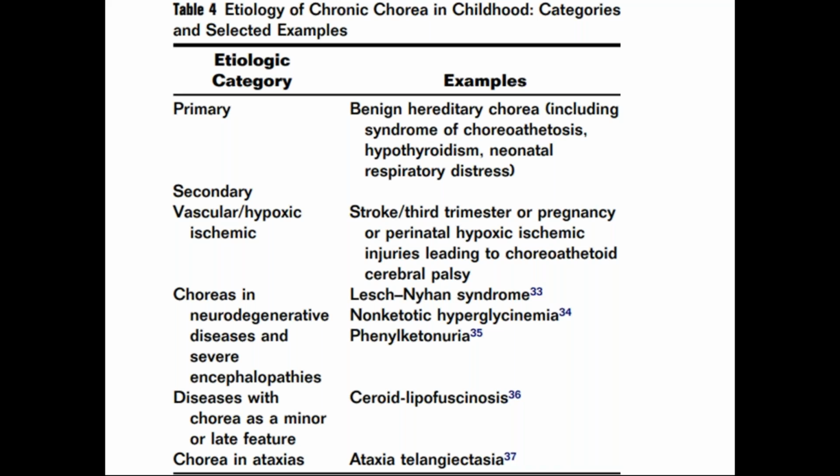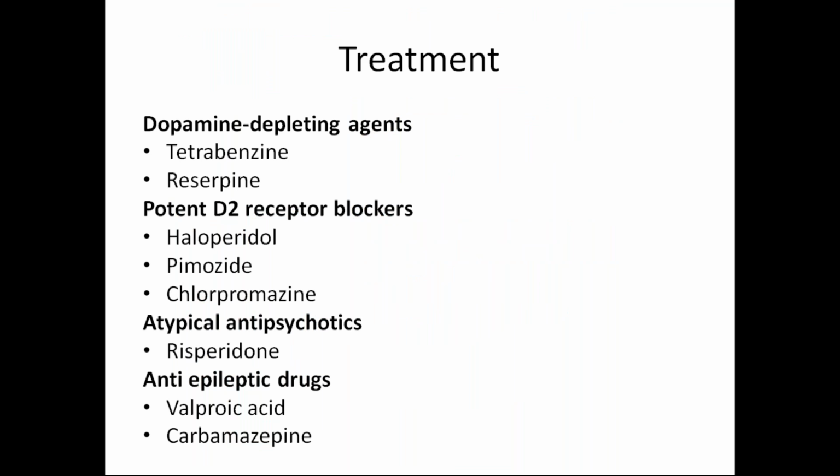Coming to the chronic causes, which are primarily hereditary, such as benign hereditary chorea. Secondary causes include vascular causes, strokes, and neurodegenerative and metabolic causes like Lesch-Nyhan syndrome and phenylketonuria. They can cause this; this is just to run down the causes. And chorea with ataxia can be present in ataxia-telangiectasia.